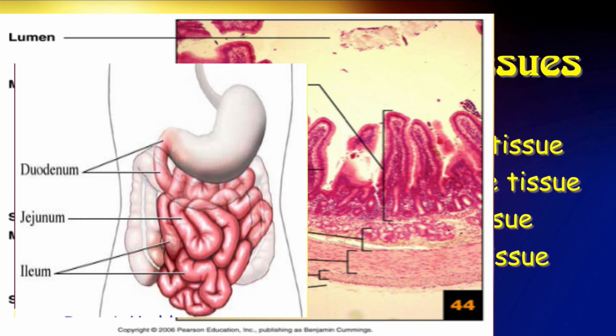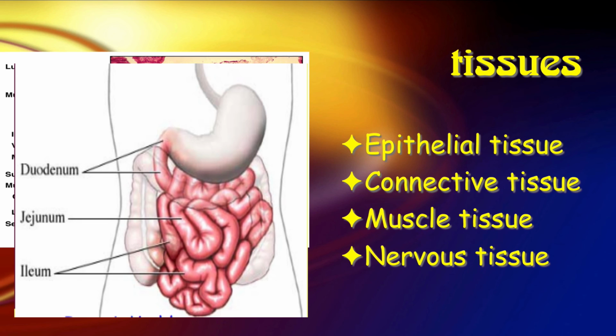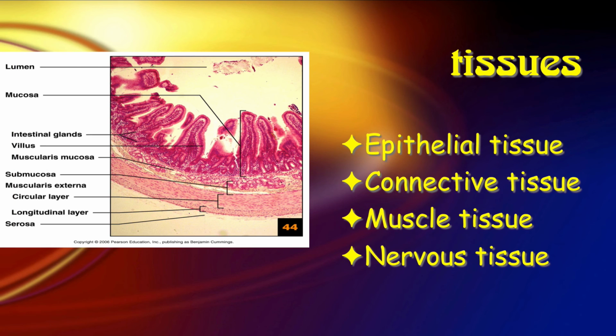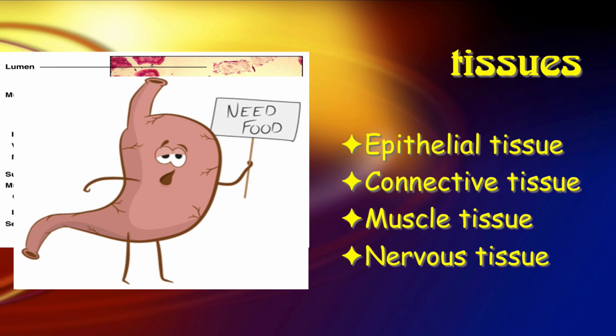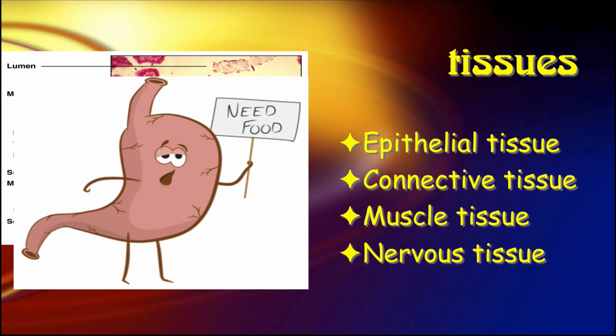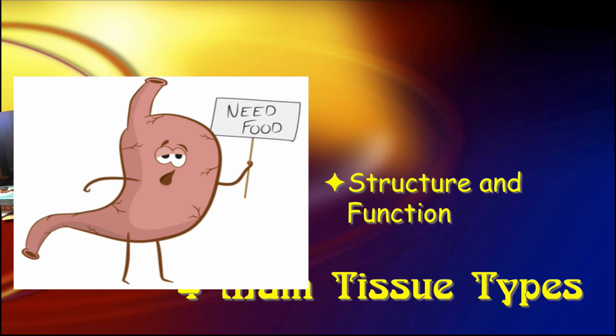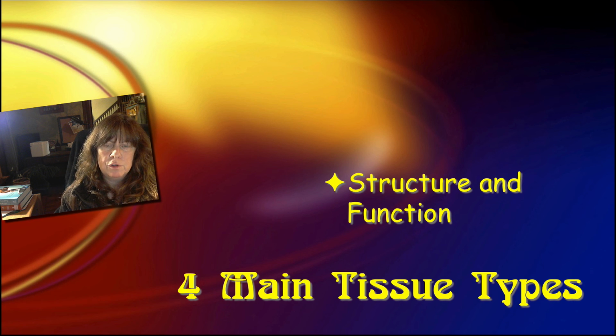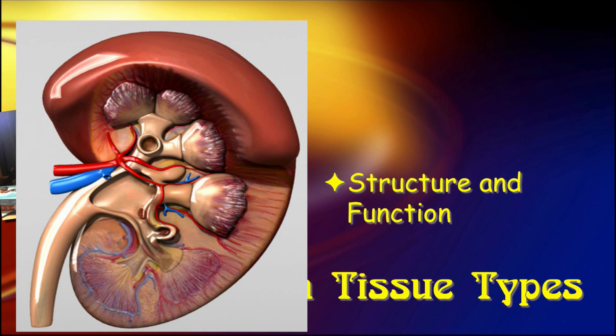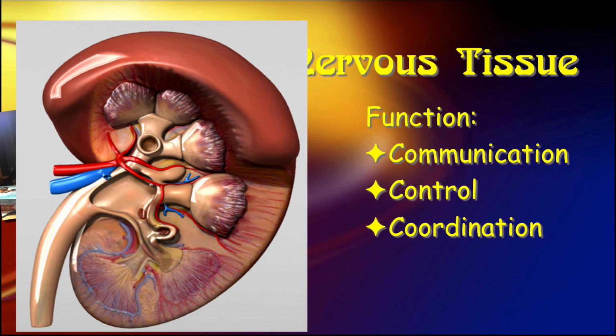All of these groups, the 4 main tissue types, have specific tissues in them. So there's a lot of different types of epithelial tissue, a lot of different types of connective tissue, muscle tissue, nervous tissue. But these are the 4 main tissue types of the body. And we're going to look at those and learn a little bit about the structure and the function of each of them as a group. You'll look in lab at more specific tissues and be learning some of their specific functions. We're going to start with nervous tissue.